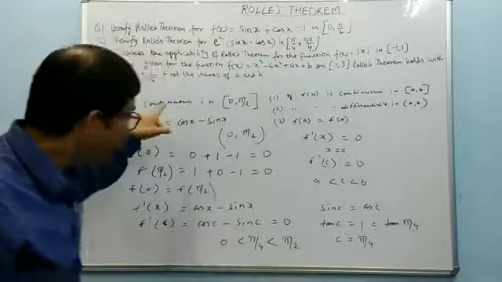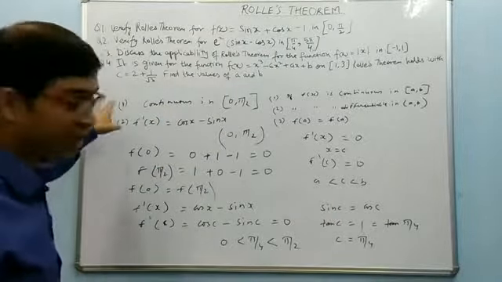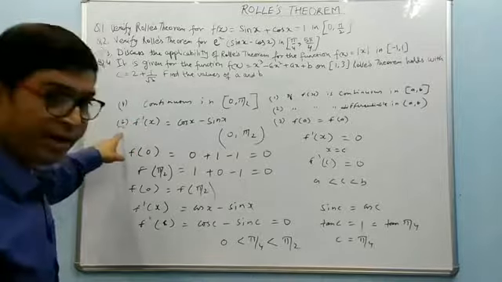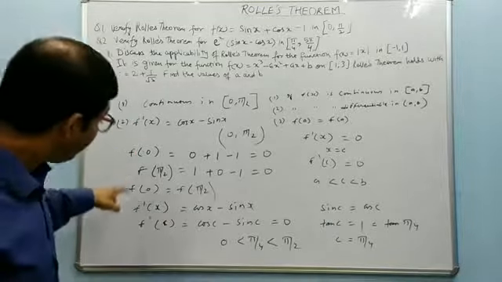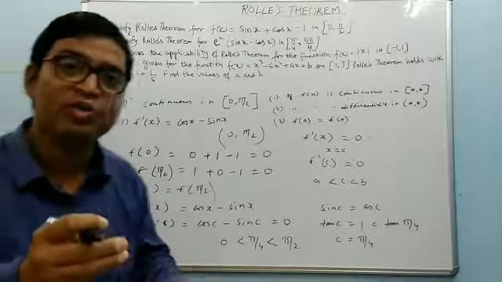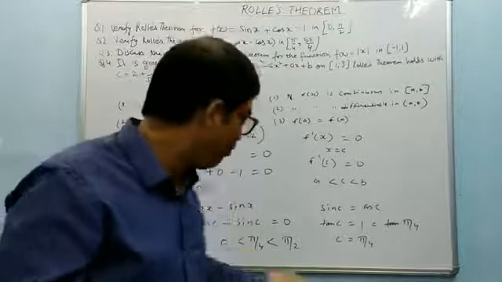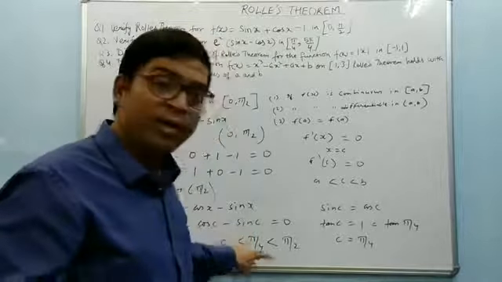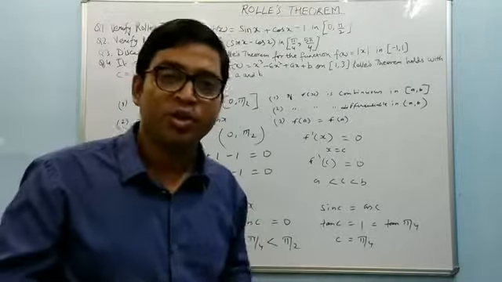So you just got how to write. Firstly write the continuity, then differentiability, then f(a) is equal to f(b), then just differentiate and put c in place of x, put it equal to 0 and get the value of c, and you see that the value of c is between the given interval. Rolle's theorem is verified.